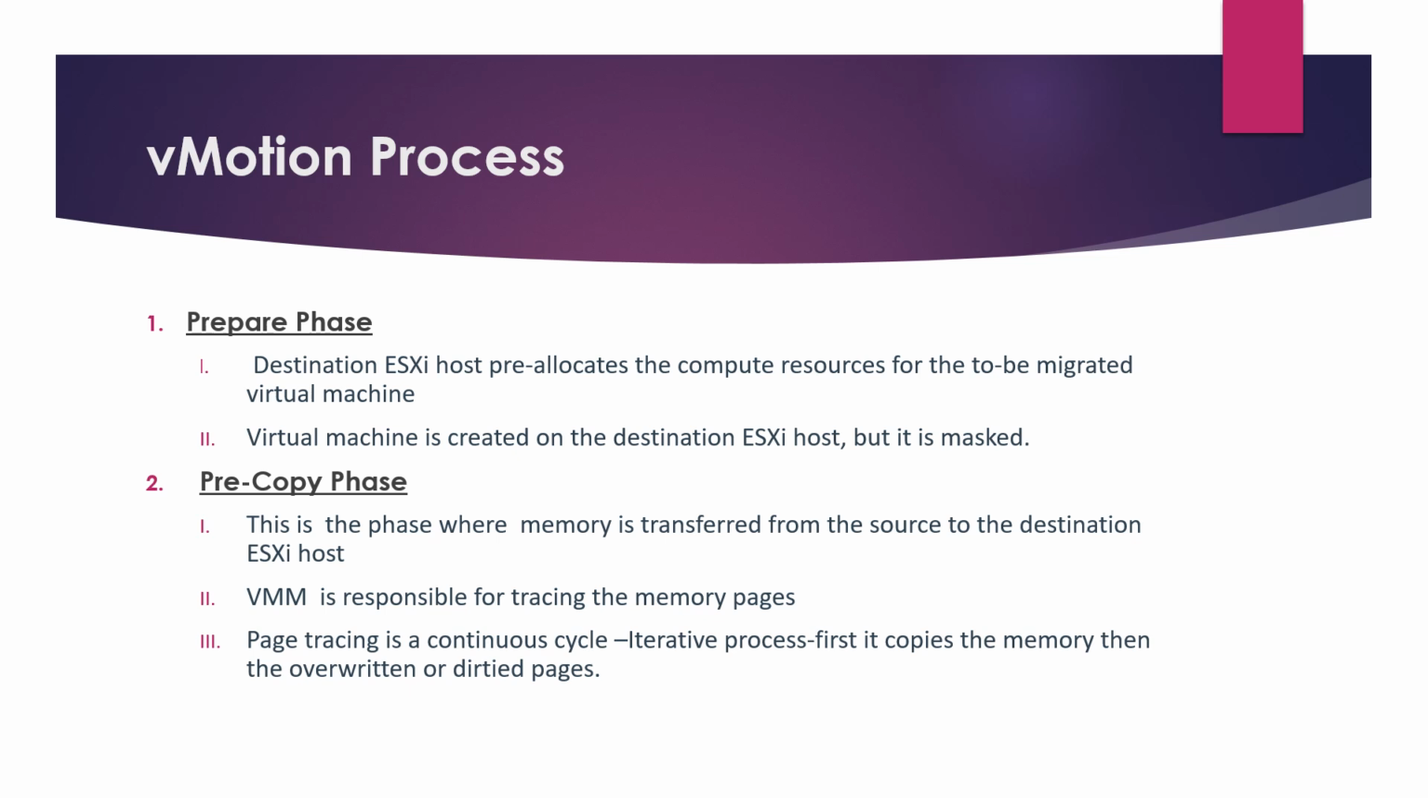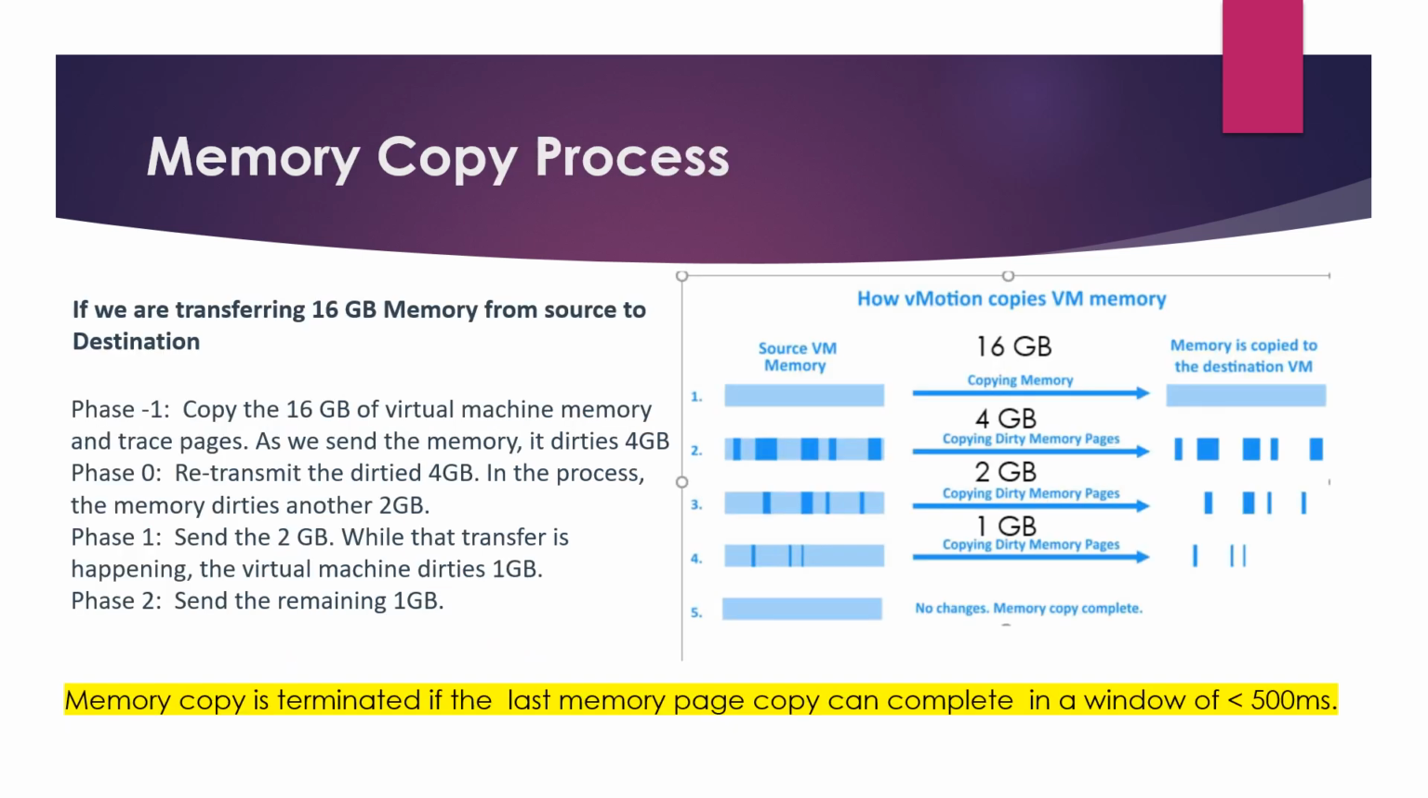In the second phase, the pre-copy phase, this is where the memory is transferred from the source to the destination ESXi host. The VMM agent is responsible for tracing the memory pages. Page tracing is a continuous cycle. Memory copying is an iterative process. For example, if we are transferring 16 GB of memory from source to destination, in the first phase the 16 GB of virtual machine memory will be copied. During this phase, suppose 4 GB is dirtied.